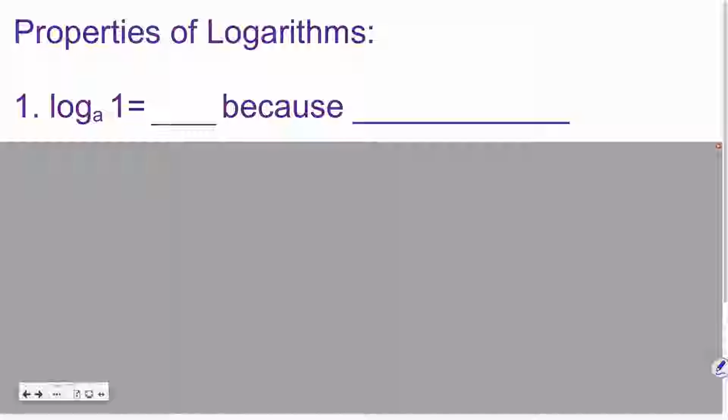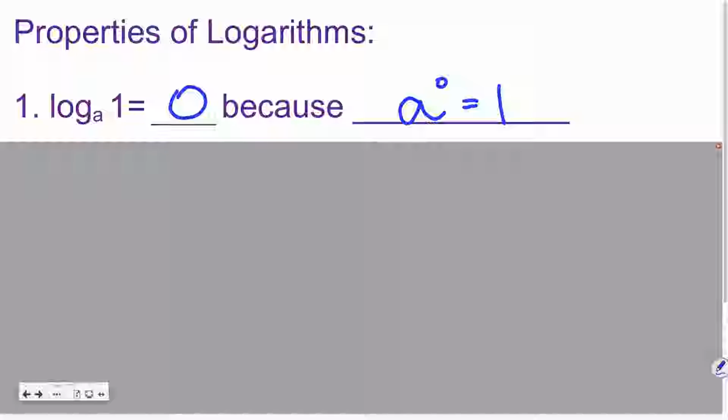All right. Guy, what's in our blank? 0. Why? Because anything raised to the power of 0 is 1. So anything raised to the 0 power is 1. Is that what you said? Yes. Okay. Brayden, what do you think about his logic? He's right. Okay. a to the 0 power is 1, therefore log base a of 1 equals 0.